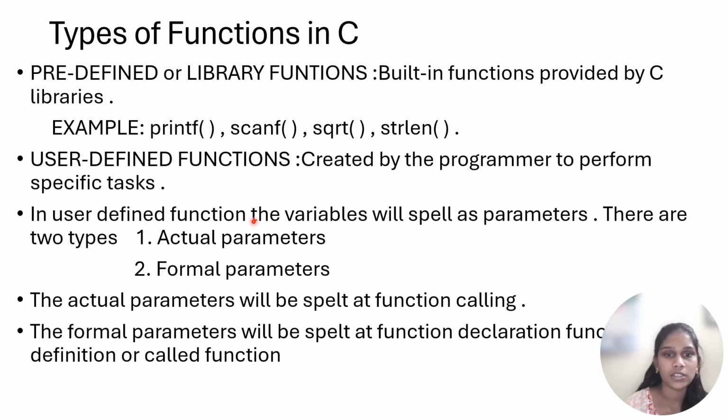In user-defined functions, the variables are called parameters. There are two types of parameters: actual parameters and formal parameters. The actual parameters are written at the function call. The formal parameters are written at the function declaration, function definition, or called function.